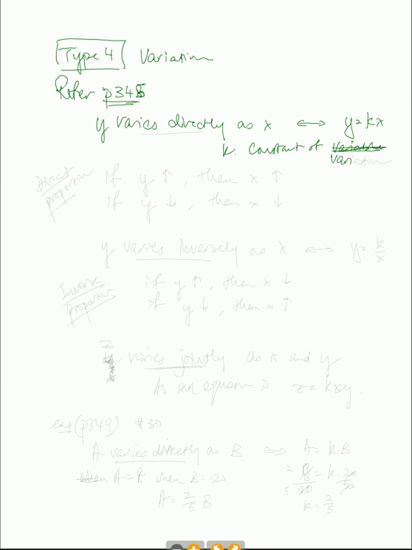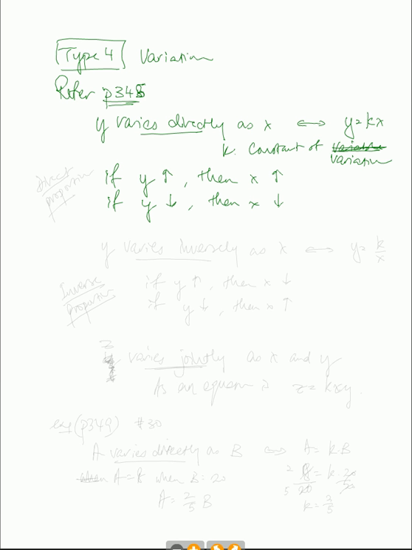Now, what exactly does it mean by y varies directly? What this means is if y increases, then x increases. If y decreases, then x decreases. So each one is related to the other directly. We used to call this direct proportion, and this is just another way of saying it. So y varies directly as x.